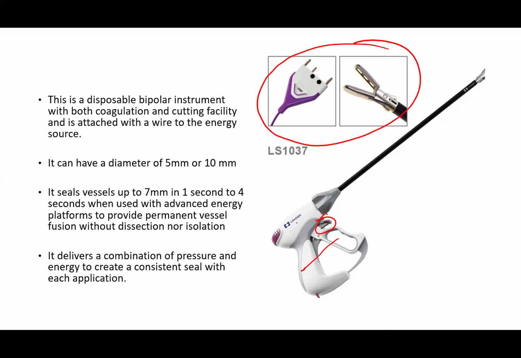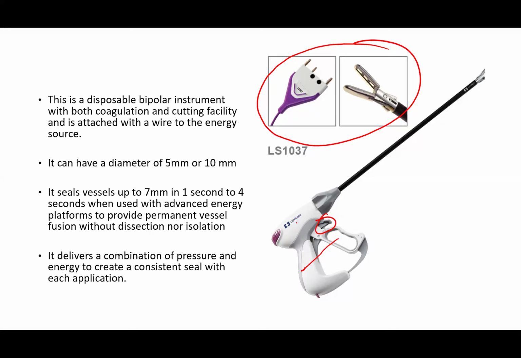This is a disposable bipolar instrument with both coagulation and cutting facility, and is attached with a wire to the energy source. It can have a diameter of either 5 or 10 millimeters. It seals a vessel up to 7 millimeters. Now, this is very important, you know.